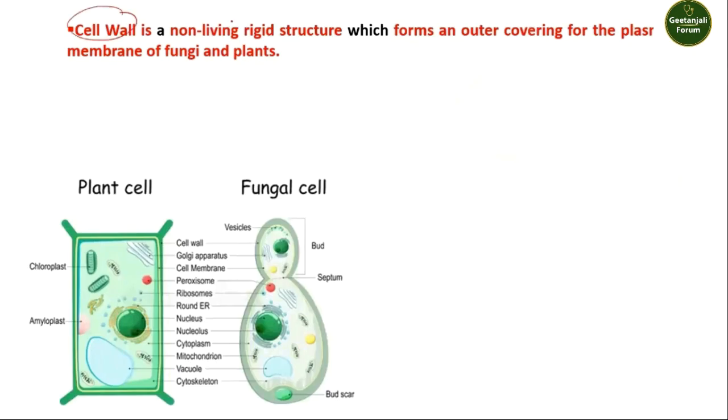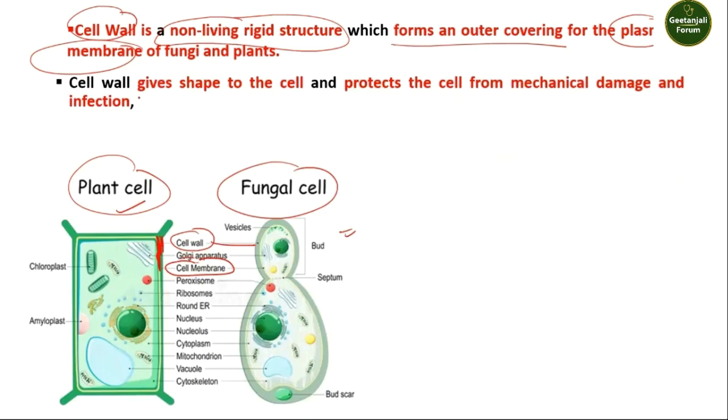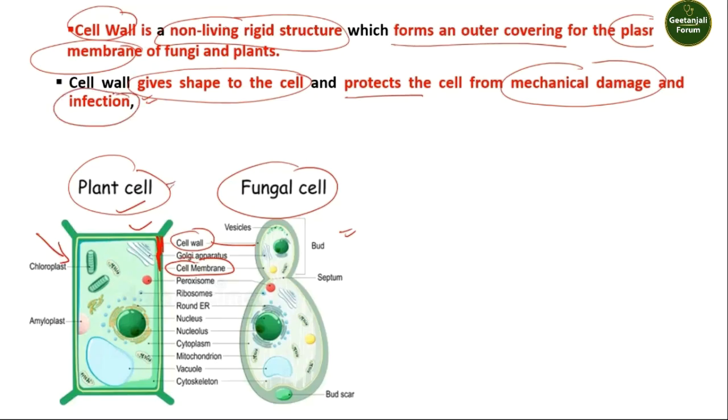Cell wall is a non-living rigid structure which is found in the plant cell, which covers the plasma membrane. Just inside the cell wall is the plasma membrane, which is also known as cell membrane. This is the cell membrane, and outside it there is the cell wall. It is found in plant cell and fungal cell. In both of these cells, the function of cell wall is it gives shape to the cell and protects the cell from mechanical damage, like increased pressure on the cell from outside. Cell wall protects the cell from this, and also protects from infections.